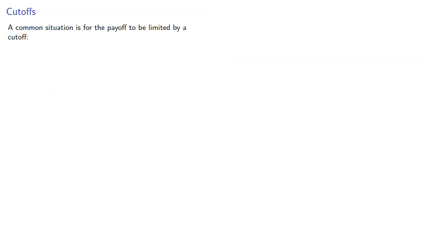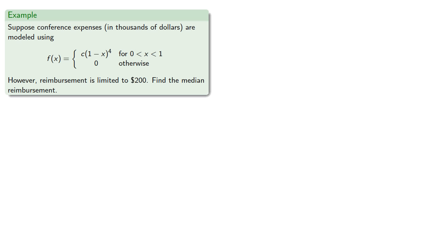A common situation in the real world is for the payoff to be limited by a cutoff. For example, expenses may have a maximum reimbursement. So suppose conference expenses in thousands of dollars are modeled using some function. However, reimbursement is limited to $200.